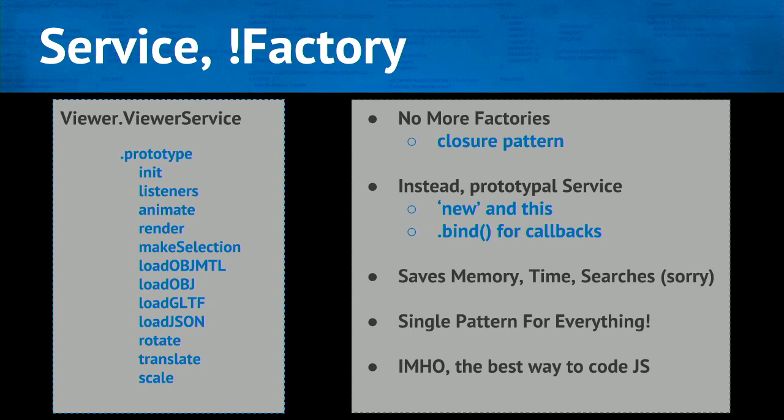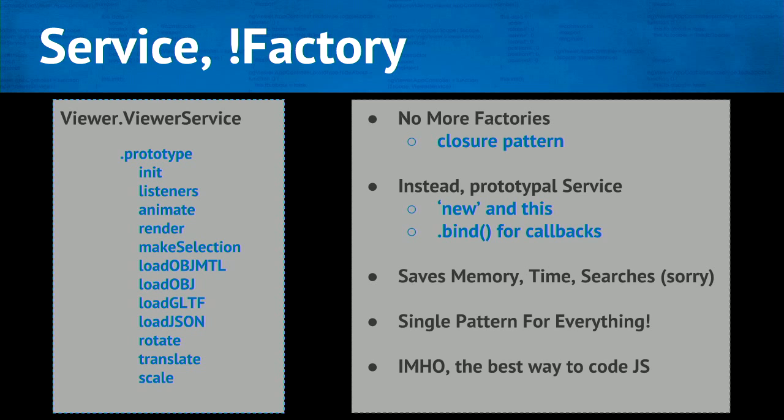So with this new approach, there's no more factories, no more closure patterns. The prototypal service, of course, we're using new to construct, and then we're leveraging this and bind inside of all the methods, prototypal patterns. For me, I love this pattern. It saves memory, of course. It saves me time as far as implementing the pattern, and also searches.